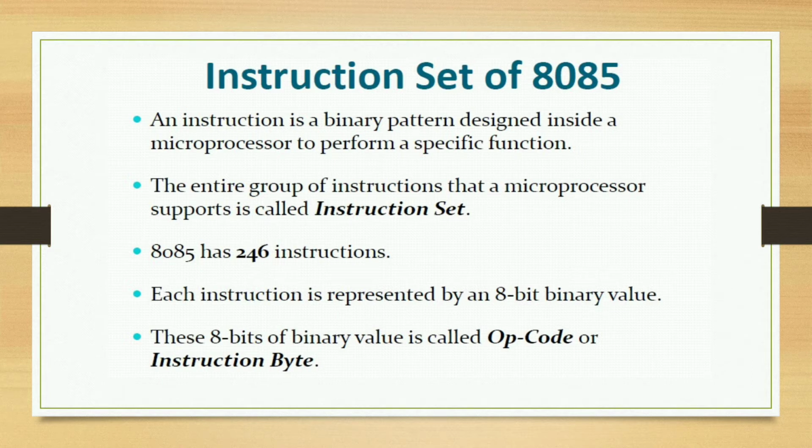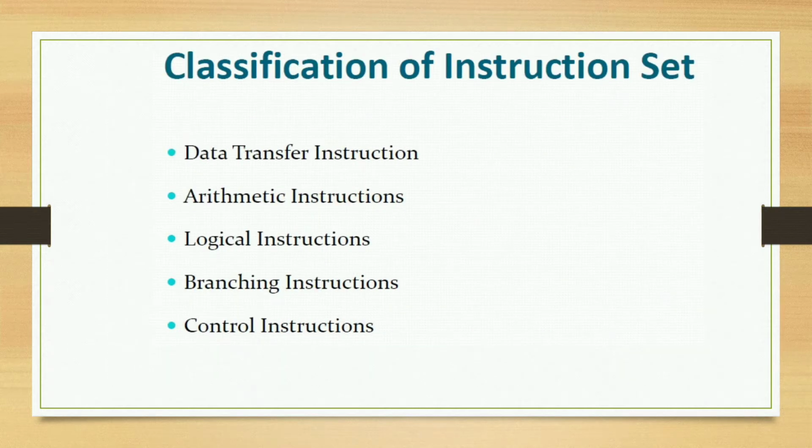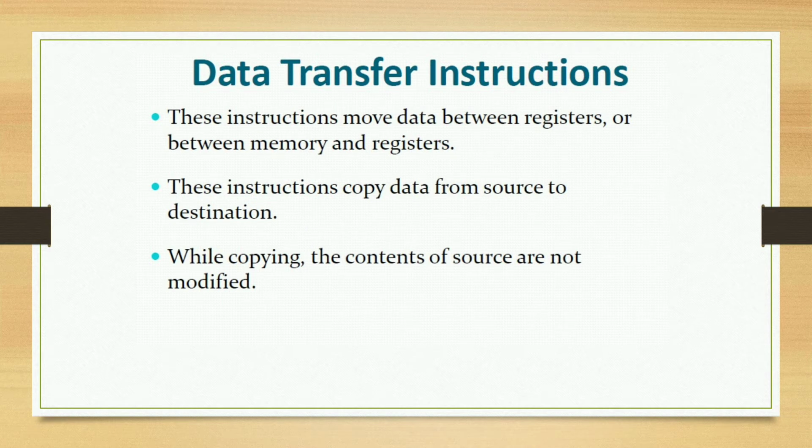The 8085 microprocessor has 246 instructions. These 8 bits of binary value are called the opcode or instruction byte. Types of instruction set: there are 5 types, that is data transfer instruction, arithmetic instruction, logical instruction, branching instruction, and control instruction. First one is the data transfer instruction.